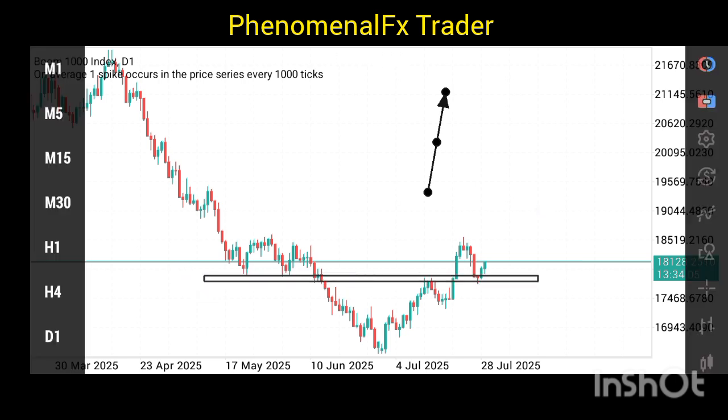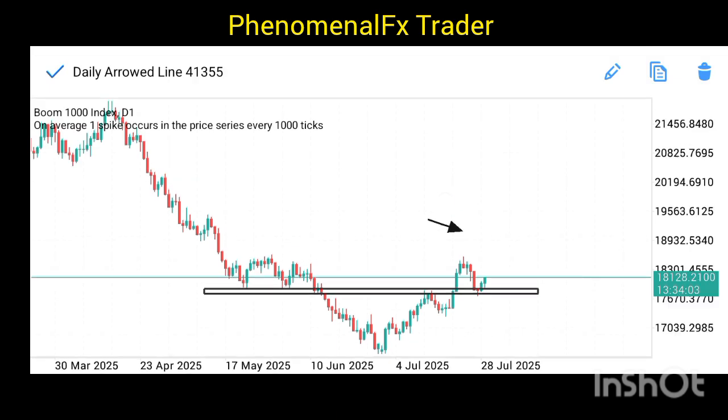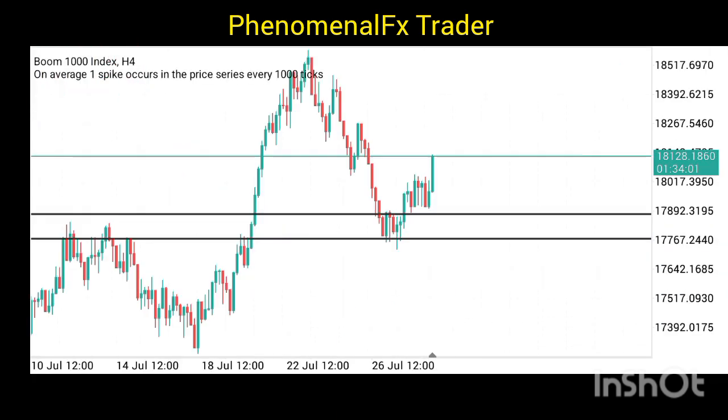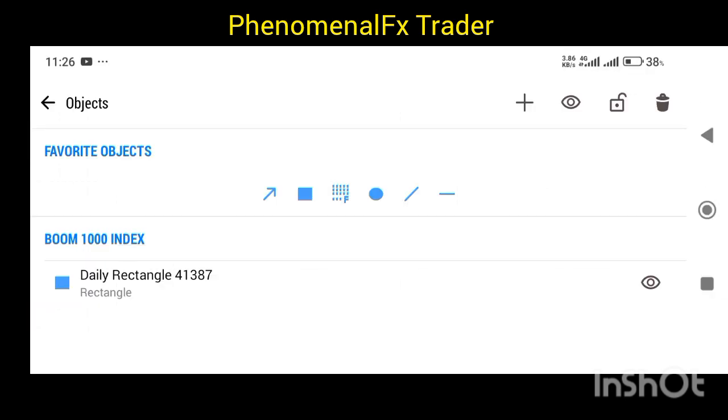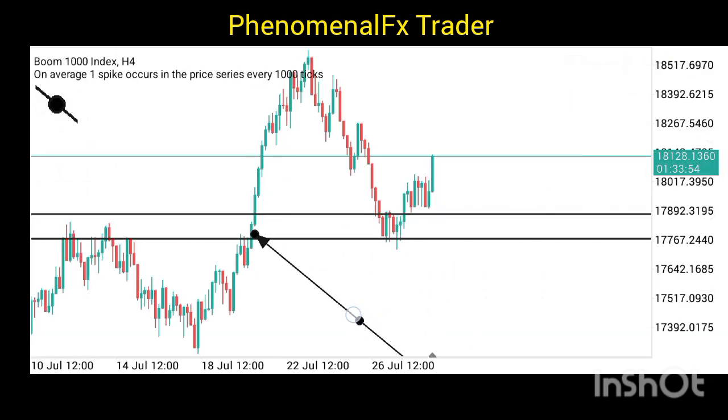If you go to the 4 hourly time frame, what we have is this. We saw this massive buy. You see all these spikes. The market got to this level, and you can see this.